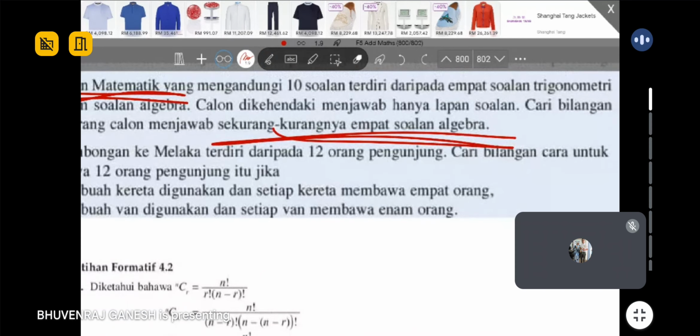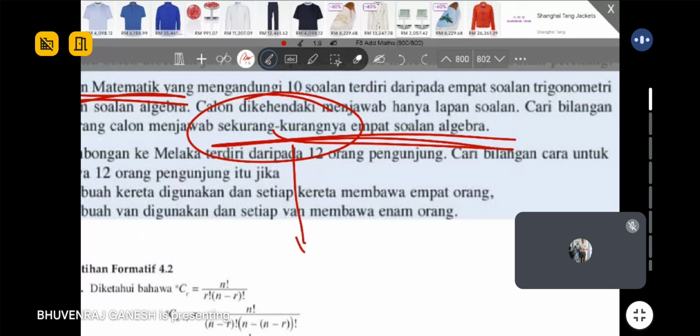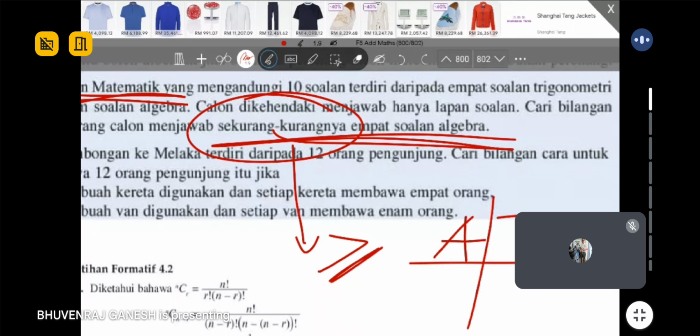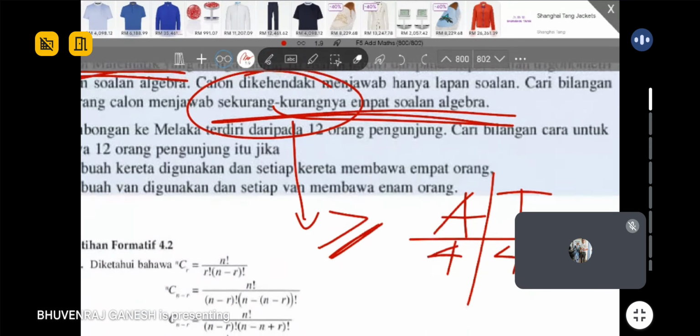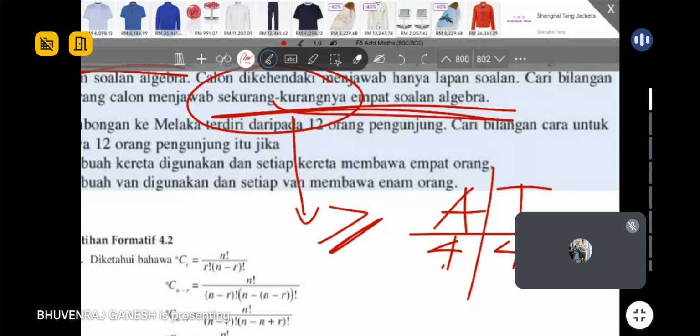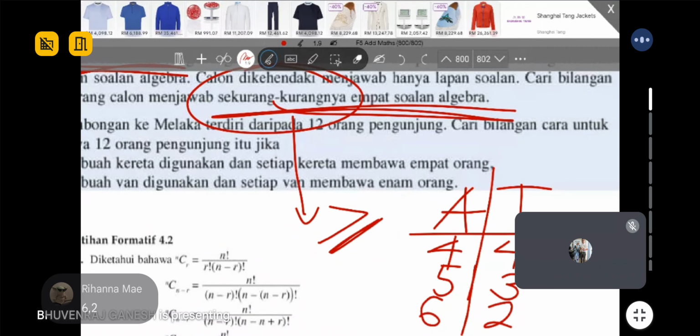Okay, so again, when you see this word, apa simbol guys? Sekurang-kurangnya, at least, what is our inequality sign? You should have greater than or equal to. Okay, ini adalah simbol ketaksamaan. So kita kena lukis jadual. Algebra, trigo. Okay, so they say sekurang-kurangnya 4 algebra. So 4 algebra, 4 trigo. Okay, so next case, maybe I can say 5 algebra, 3 trigo. Next case, 6 algebra, 2 trigo.